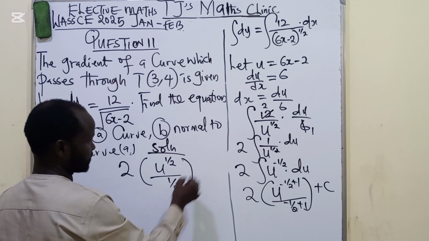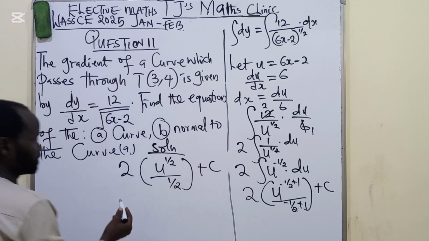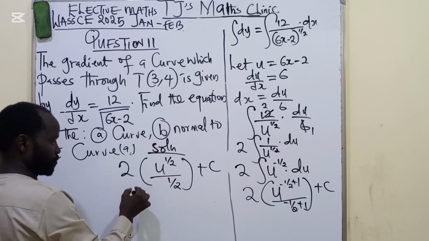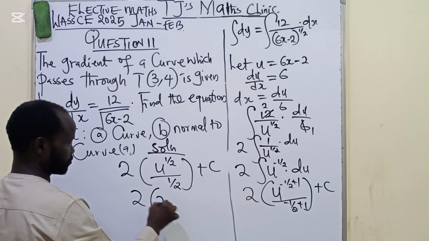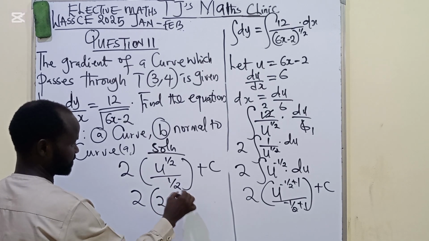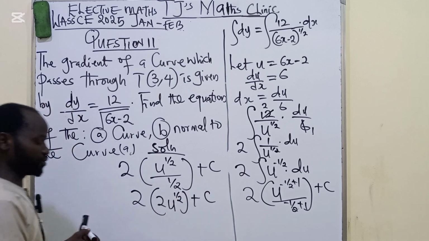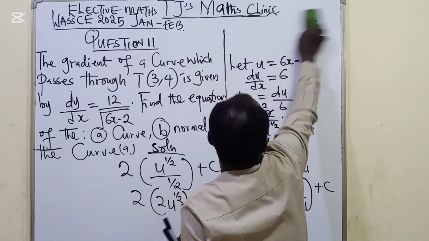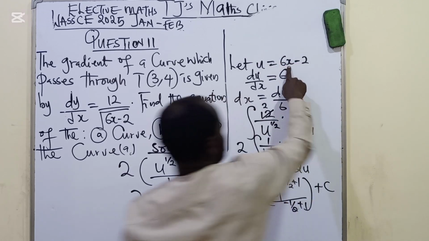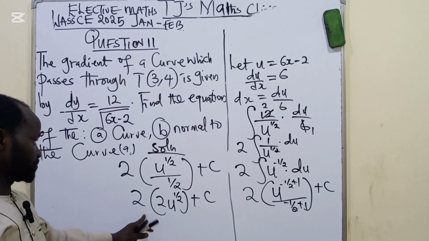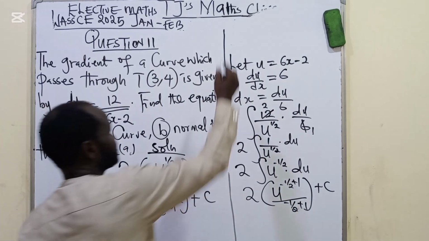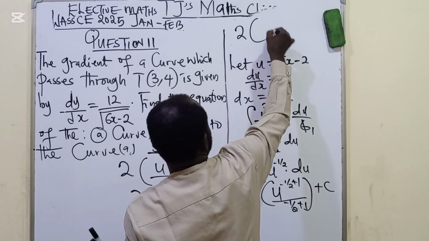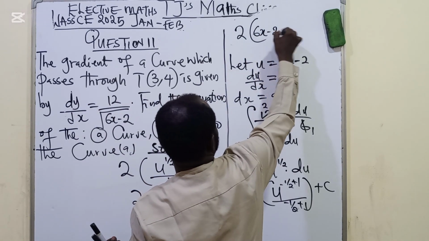We close the bracket plus the constant of integration. These two will go up. We'll have 2 into 2 multiplied by u power half plus the constant of integration. But our u from here is 6x minus 2. So let's substitute. Then we'll have 2 now into 6x minus 2.